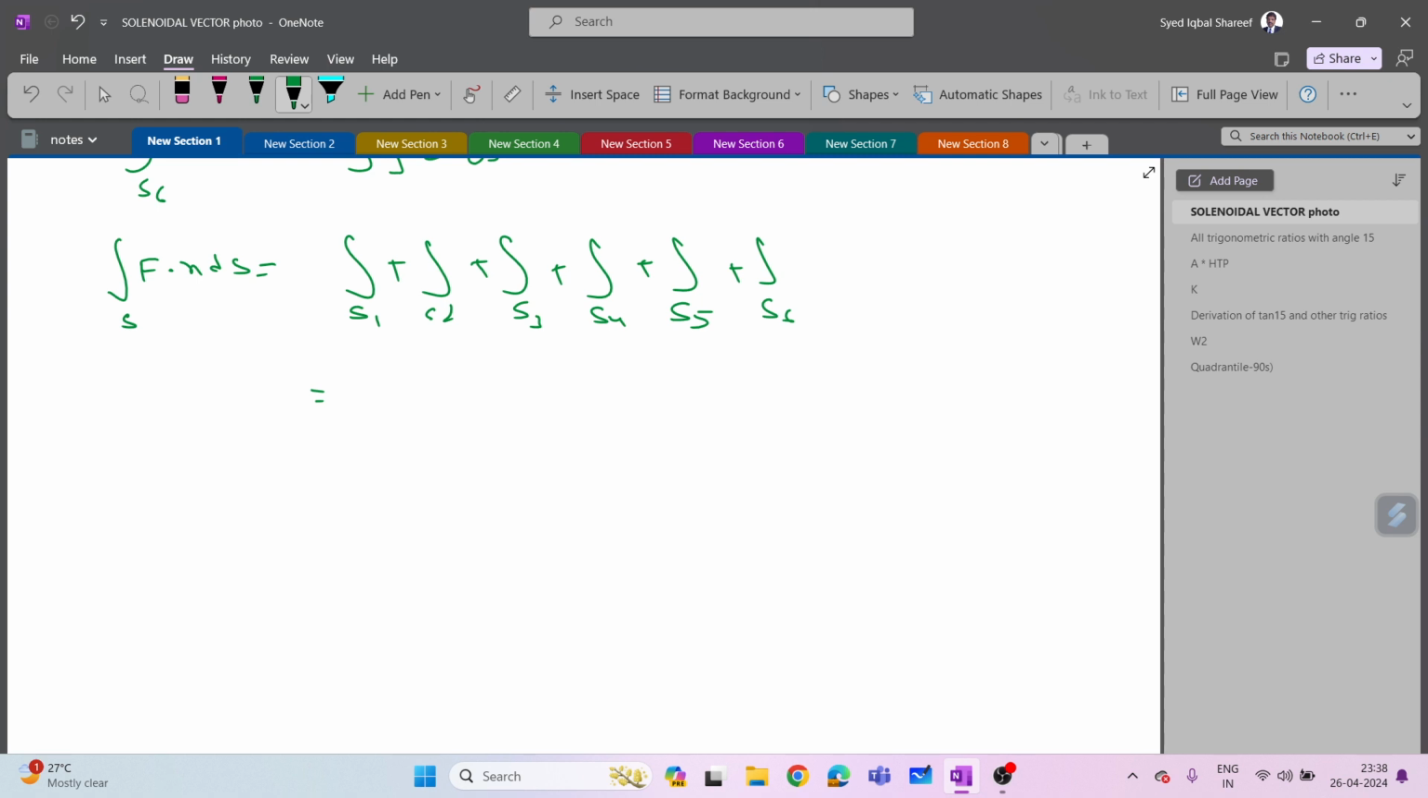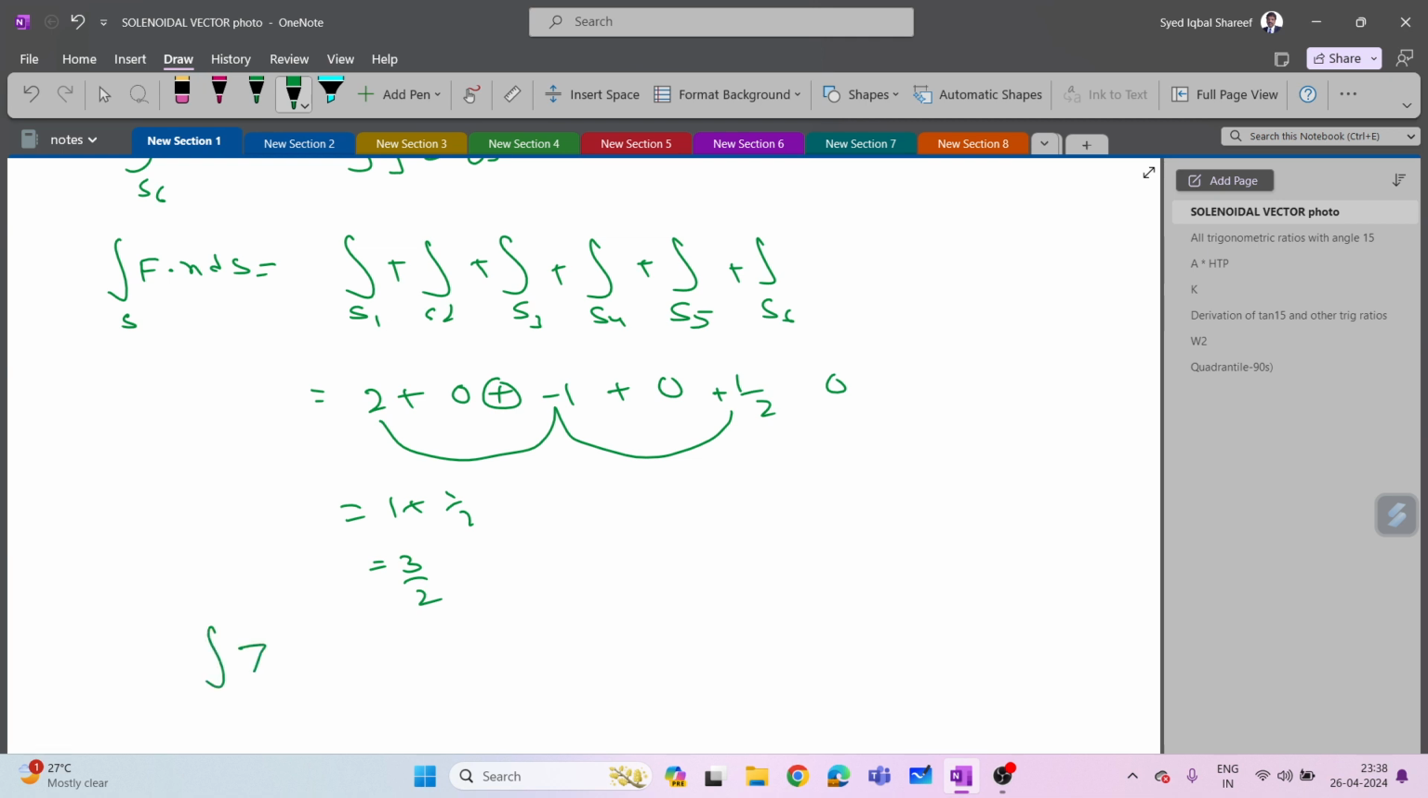What is surface 1? We got 2. Surface 2 is 0, surface 3 is minus 1, surface 4 is 0, surface 5 is half, and surface 6 is 0. So now these values: 2 minus 1 is 1, 1 plus half is 3 by 2.